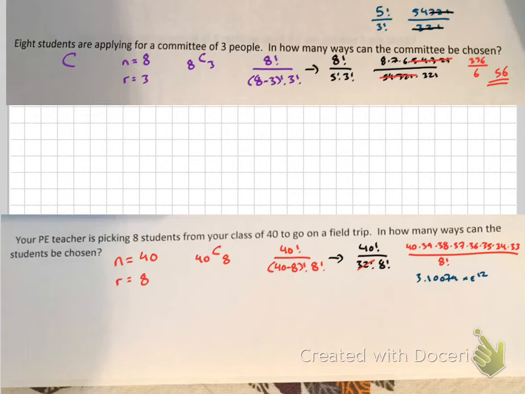But if I just leave that and divide that amount by 8 factorial, then I get 76,904,685. So there are 76,904,685 different ways that teacher can pick 8 different students to go on the field trip if there are 40 students to pick from, which is a crazy amount.